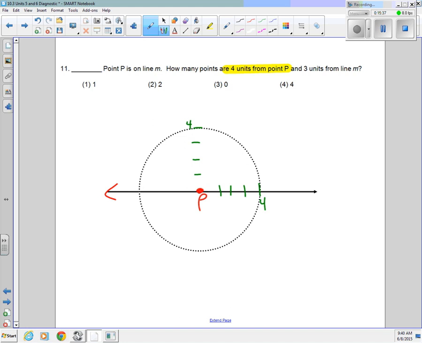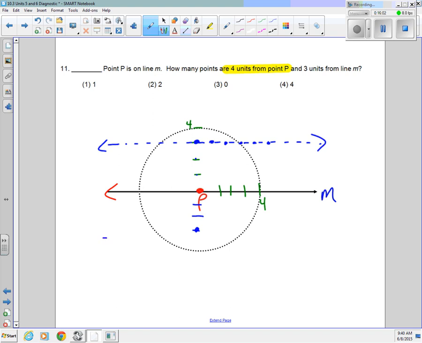And I want to go 3 units from line M. So line M was the original line we drew. I should have put the M in first. I want to go 3 units from line M. So here's 1 point. 1, 2, 3. Here's 1 point that's 3 units from line M. Here's another one. Well, so is this point. So is this point. So is this point. That's forming a line parallel to the original.